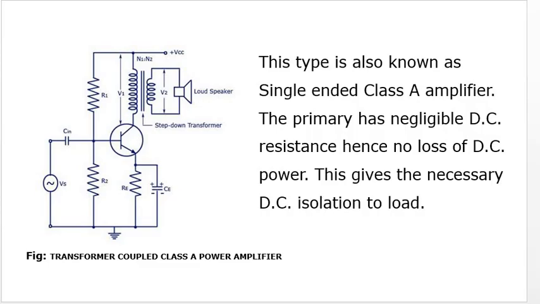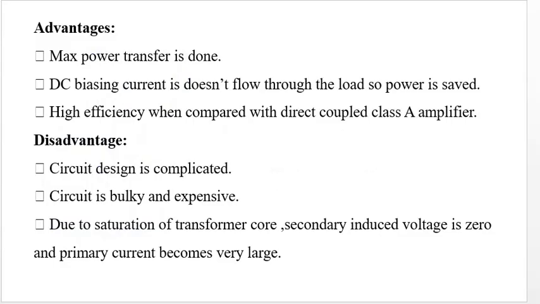This diagram represents the circuit diagram of the transformer coupled Class A amplifier. The transformer is connected to the collector of the transistor, and the secondary load is connected to the secondary winding of the transformer. This type is also called a single-ended Class A amplifier. Here, the primary winding of the transformer has a negligible DC resistance, hence low loss occurs in the primary, and it also provides sufficient isolation to the load.